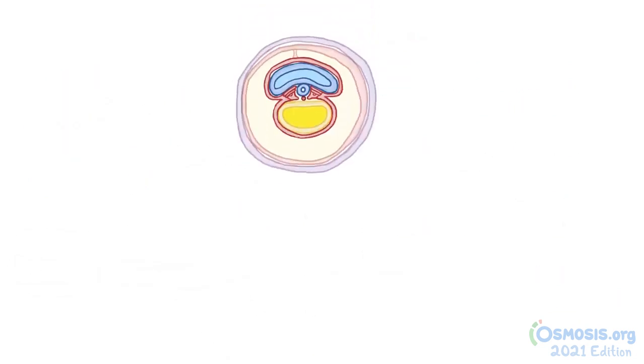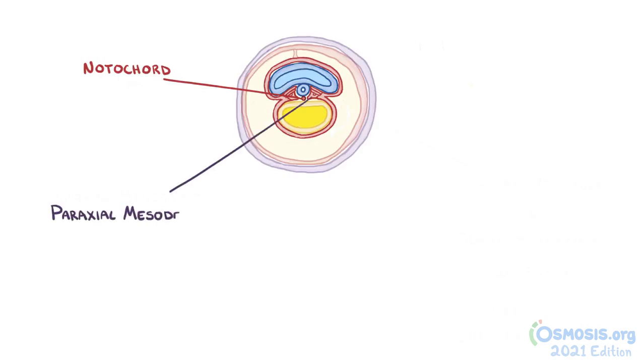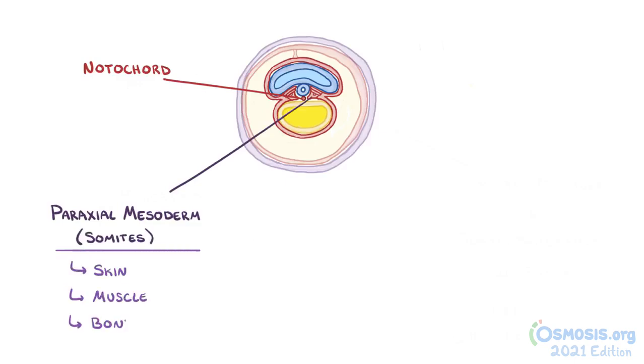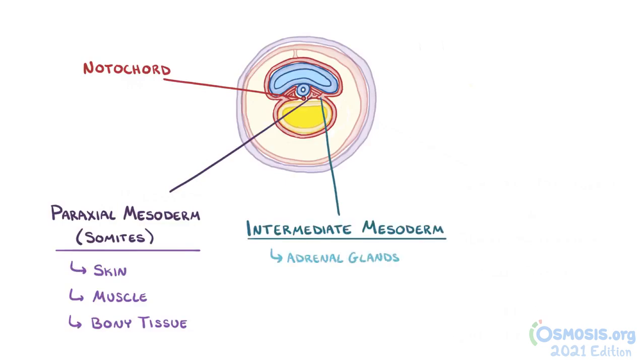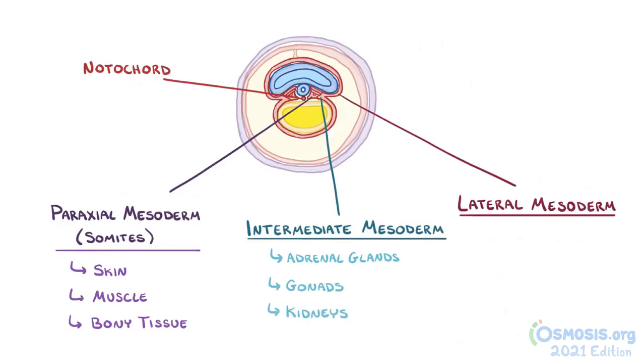Alright, as a quick recap, the mesoderm first gives rise to the notochord, which helps nearby cells orient themselves in a three-dimensional space. The nearby mesoderm starts to organize into three layers: the paraxial mesoderm, which turns into pairs of somites, which give rise to skin, muscle, and bony tissue; the intermediate mesoderm, which gives rise to the adrenal tissue, gonads, and kidneys; and the lateral plate mesoderm, which gives rise to serous membranes, limb tissue, and the heart and circulatory system.